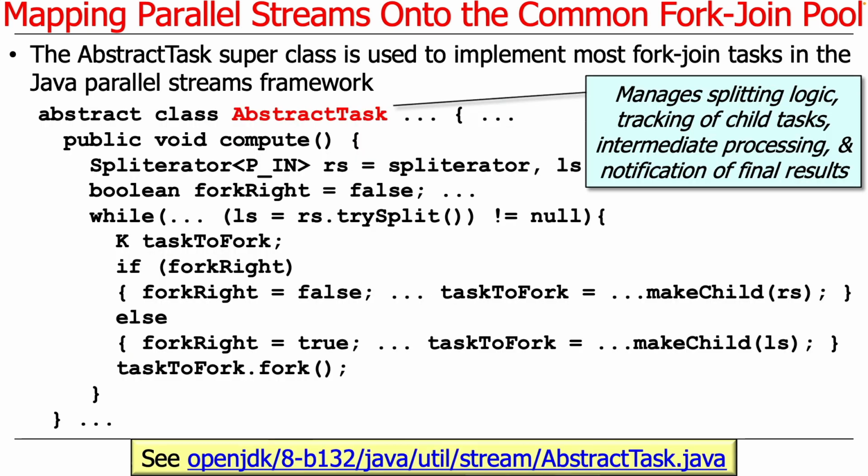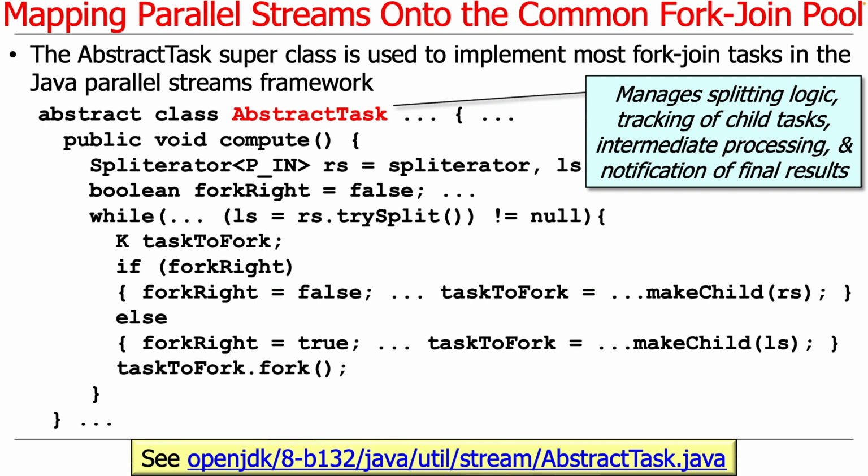So here is the code, or at least a snippet of the code, from the Java parallel streams framework that performs the execution of these tasks. It's called AbstractTask. It's in java.util.stream. You can get this code. It's all available in open source form. This is the version in Java 8. I looked, and the version in Java 19 is essentially the same.